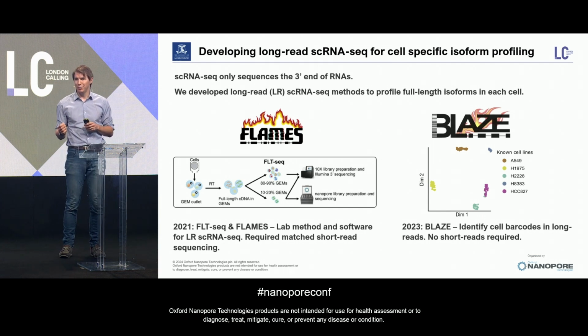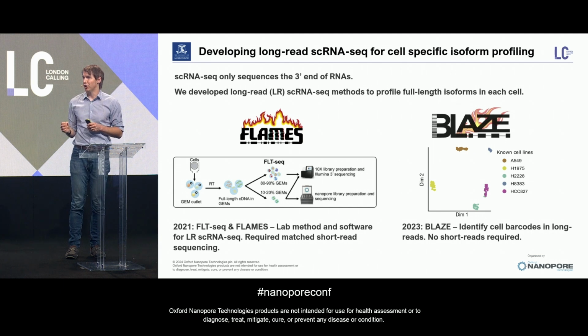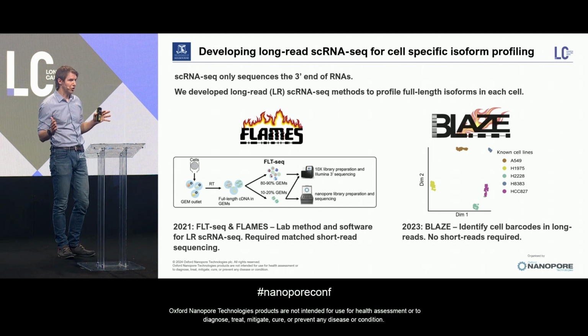And the key part about Blaze is now you can get your barcodes straight from the long reads. So you can do the entire long-read single-cell process. There's no short reads required. You can do everything just with your long, in this case, nanopore reads.